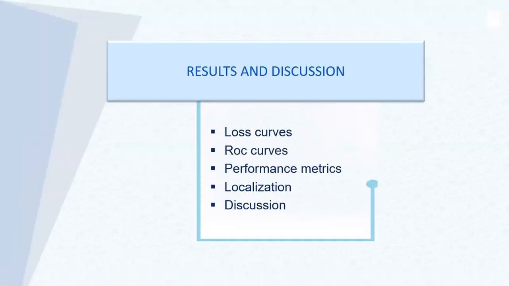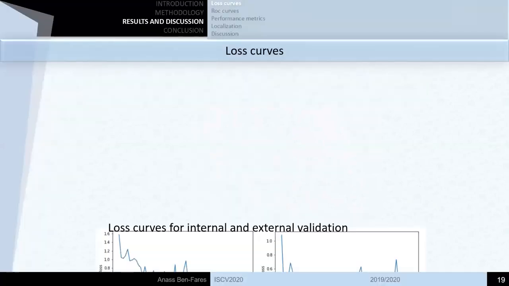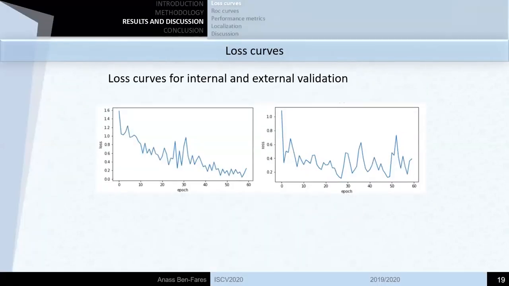So for the results and discussion, this graph shows you the loss curve for the internal validation on the left and the loss curve for external validation on the right.